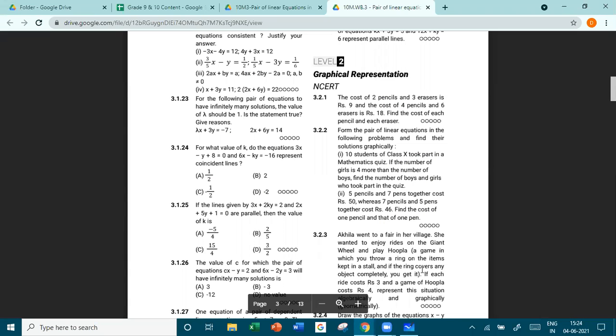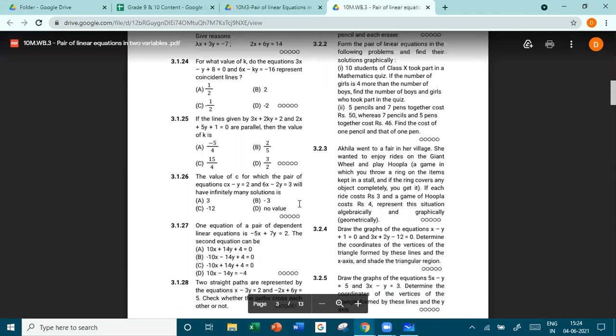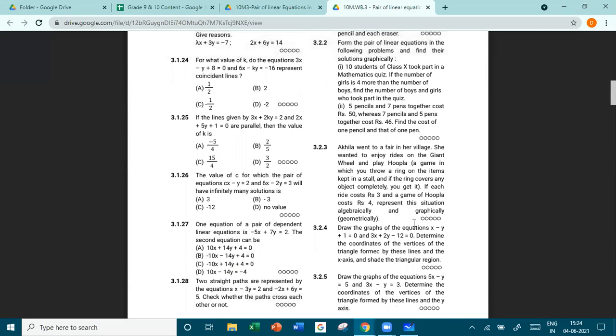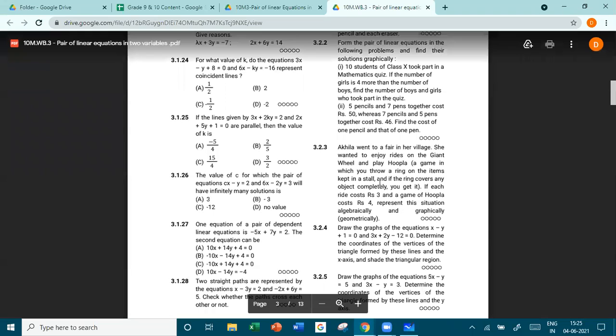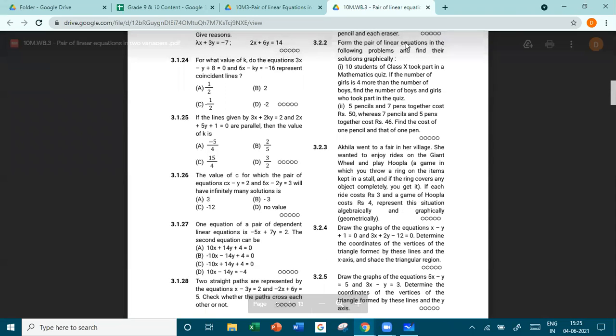Okay, coming back to our questions. 3.2.3, there is something missing in the question, which is why if you might have tried to solve it, you might not be able to. They have forgotten to tell you the total amount here, right? Okay, so let's read the question. I'll tell you what part is missing exactly here.